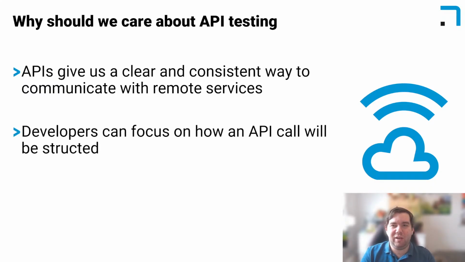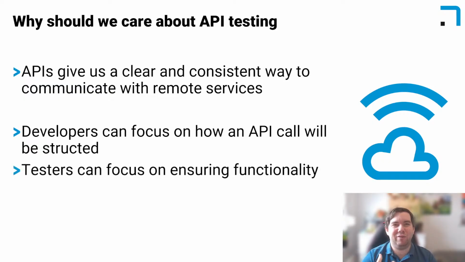Developers with APIs can focus on how the API call will be structured, meaning what's expected, what's allowed, what kind of information should be provided and is given back. Whilst in testing, we can focus more on ensuring that functionality. We all know that software can be written by developers and it can work for the intended scenario. But what about the unintended scenarios, and what about those edge cases? So as software testers, we can look at ensuring that functionality is consistent with what it should be.